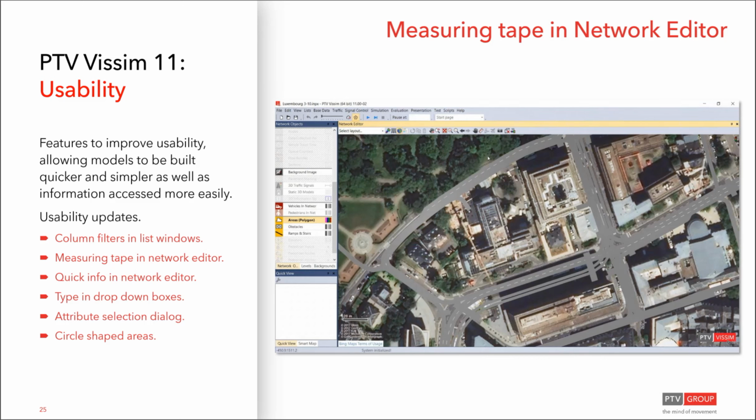The second one has been requested for quite a while. Now in the two-dimensional network editor, there is a measuring tape, and the measuring tape will allow you to simply measure distances between two points in your network. But as you see in the video, also along a certain link or link connection, along a certain route with some intermediate points, and you simply can measure it now using the measuring tool.